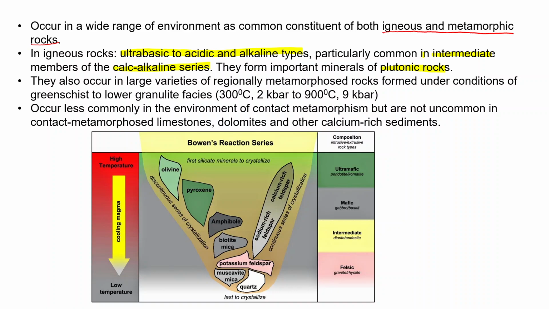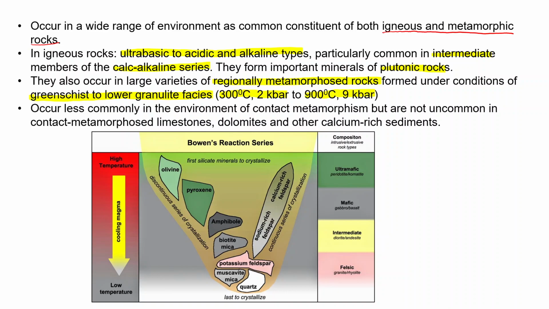Also, they occur in large varieties of regionally metamorphosed rocks which have formed under the condition of greenschist to lower granulite facies. That is, we find them in the rocks that have formed at a temperature of 300 degrees Celsius, 2 kilobar, to 900 degrees Celsius, 9 kilobars. You can understand their importance by the fact that they can be found in low grade as well as high grade metamorphic rocks. They occur less commonly in the environment of contact metamorphism, but they are not uncommon, and they can be found in contact metamorphosed limestones, dolomites, and other calcium rich sediments.